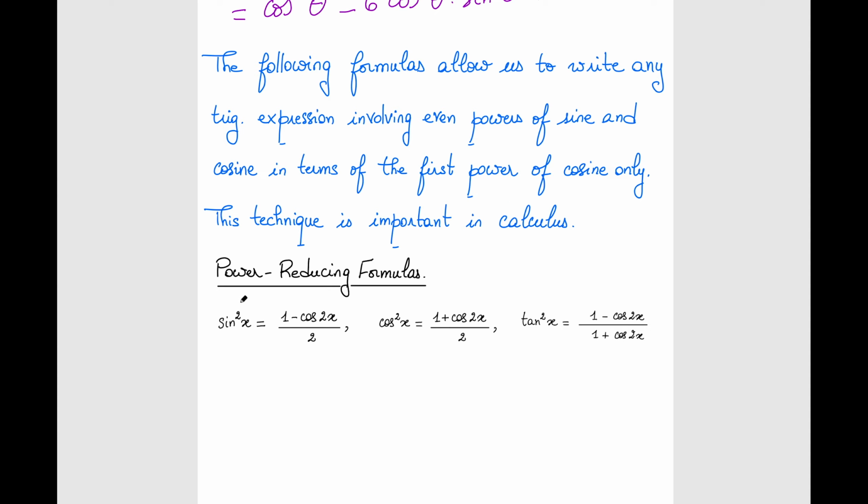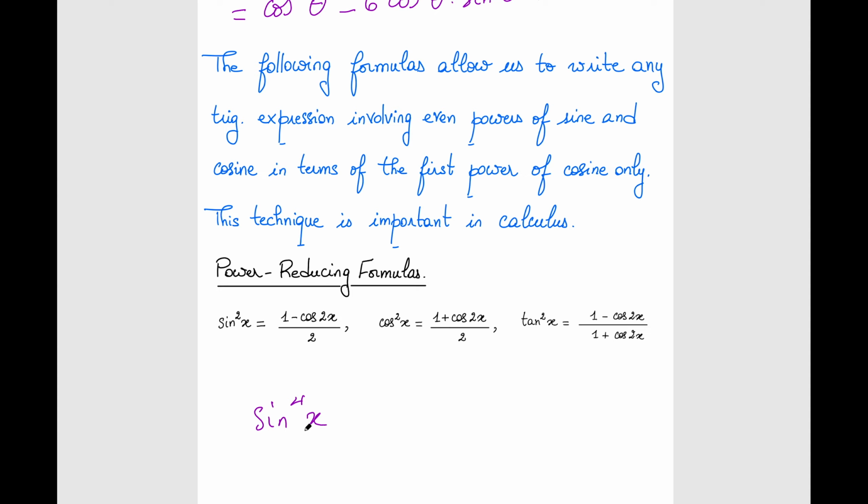So this is what this is saying. And if you have power 4, you break it down, you go to power 2 and then to power 1, right? Makes sense? So what I'm saying here is that if you have, for instance, sine to the power 4 of x, let's say, because here it says even, it doesn't only say 2.